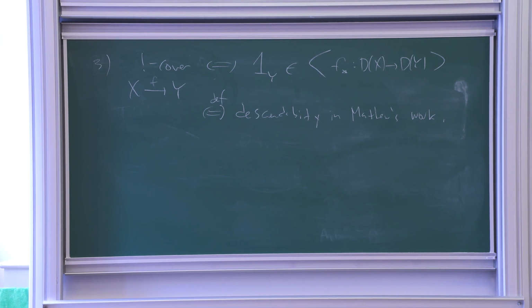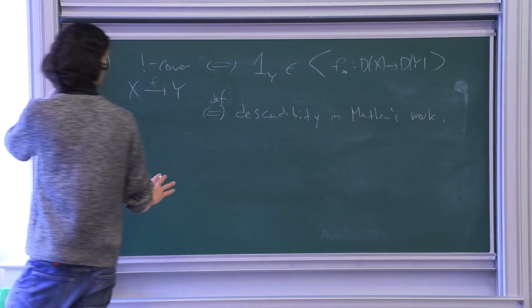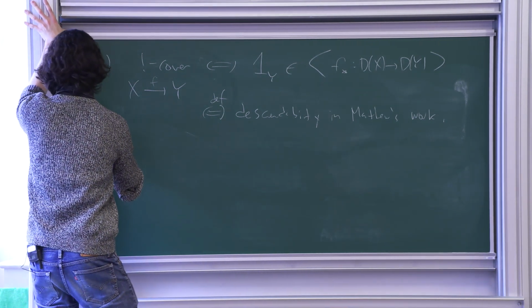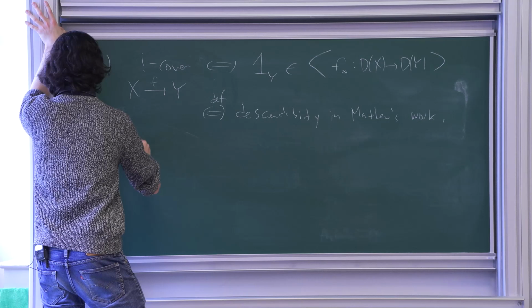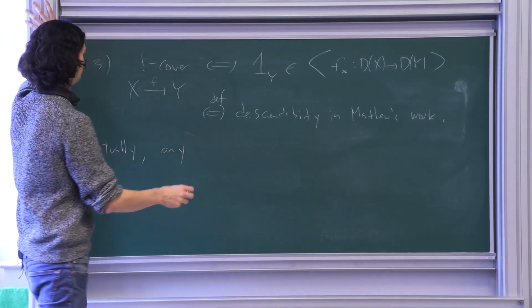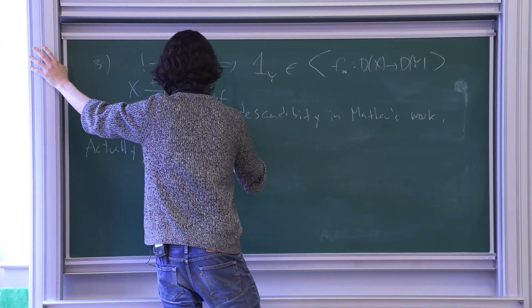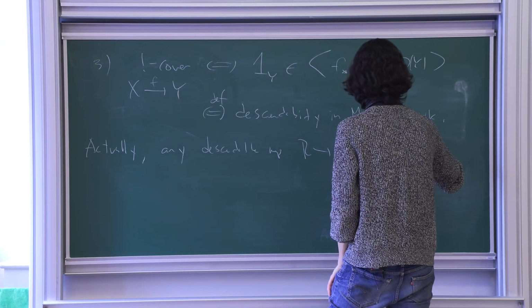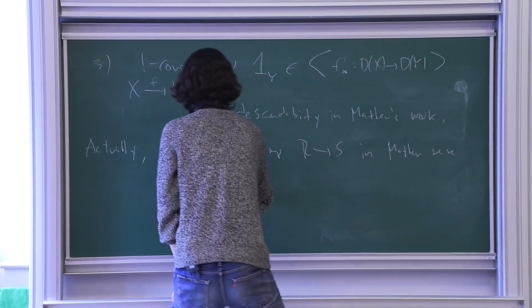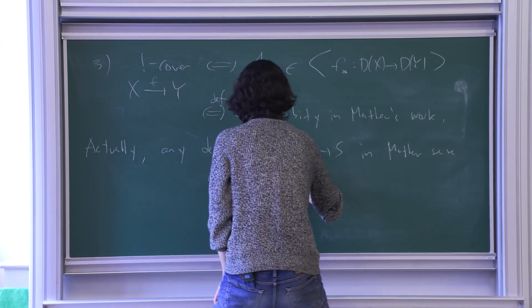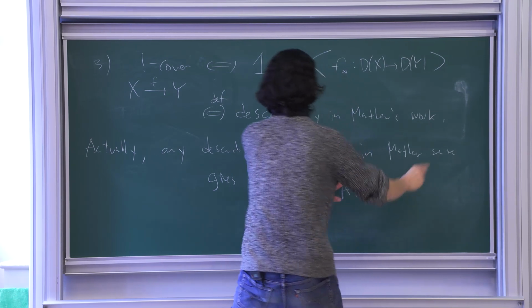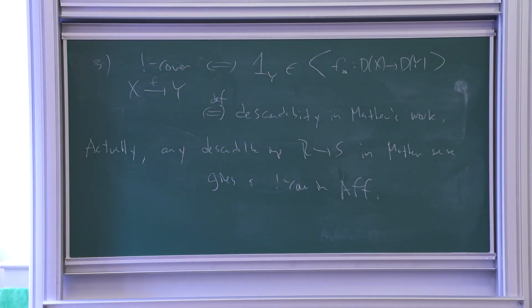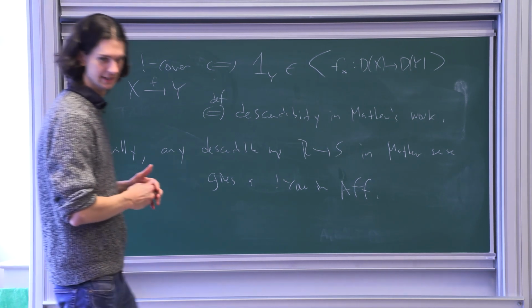What about the classical Grothendieck FPQC descent? Is it related? Let me give some examples. Actually, kind of purely formally, any descendable map R to S in Mathew's sense gives a shriek cover in AF via this functor here. A shriek cover in AF, now in yours. Yes, exactly.